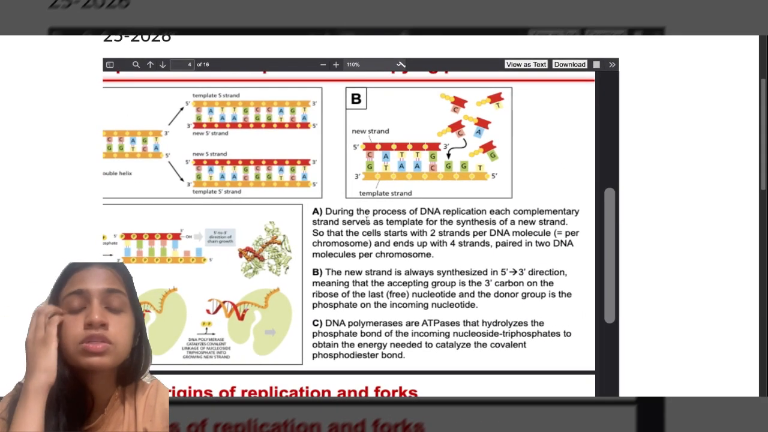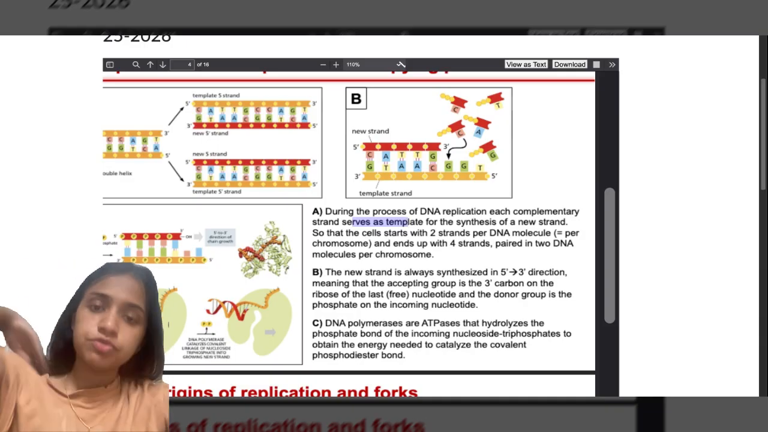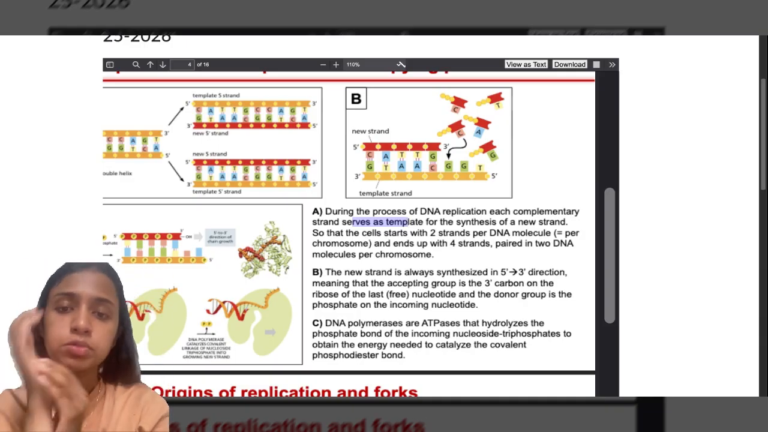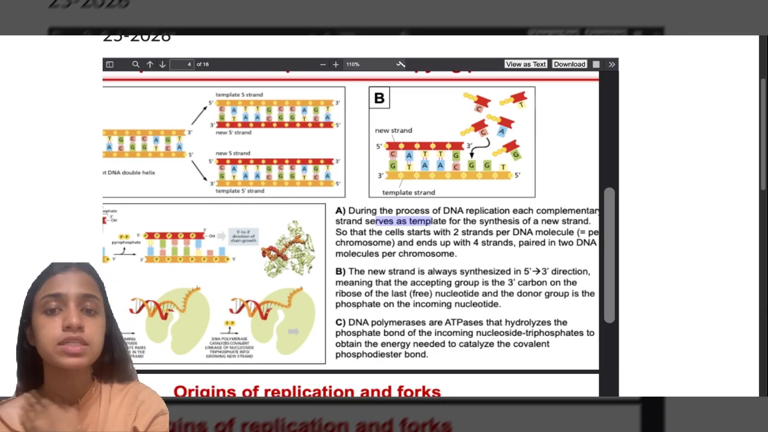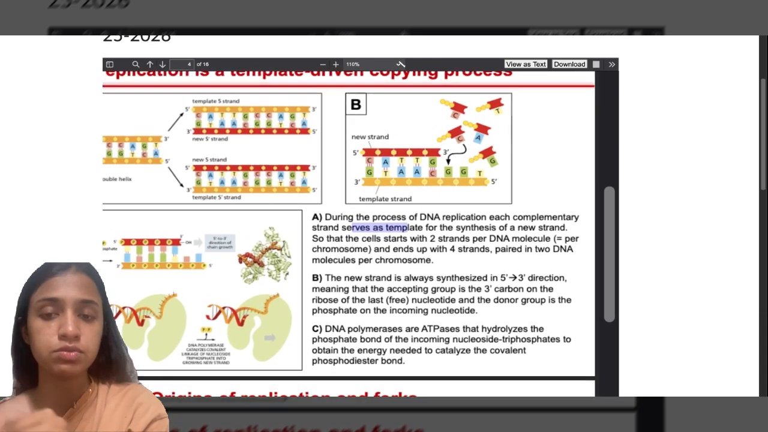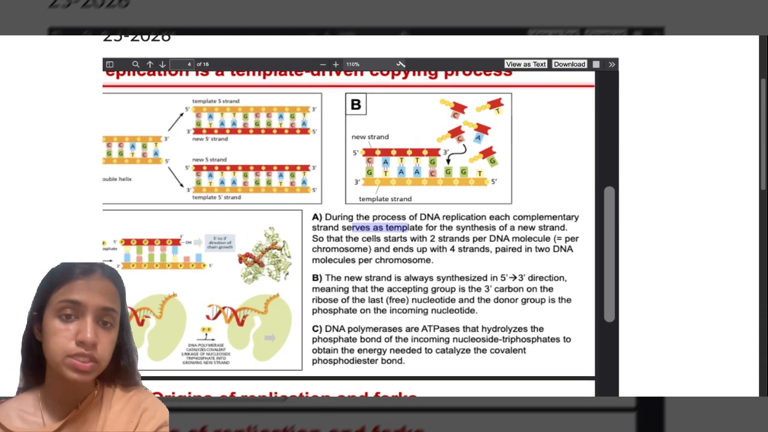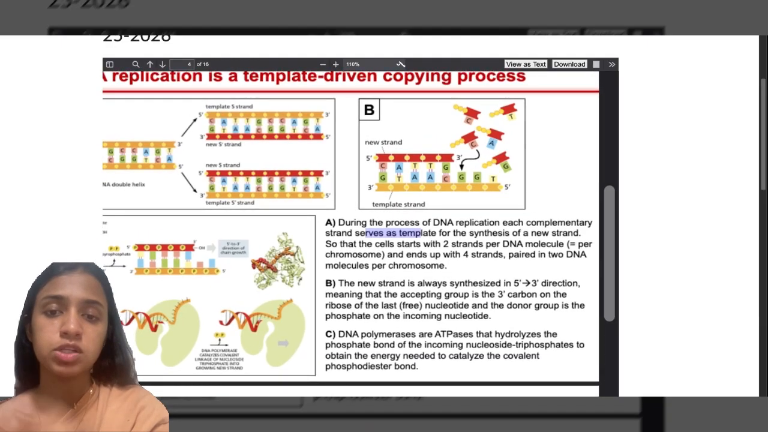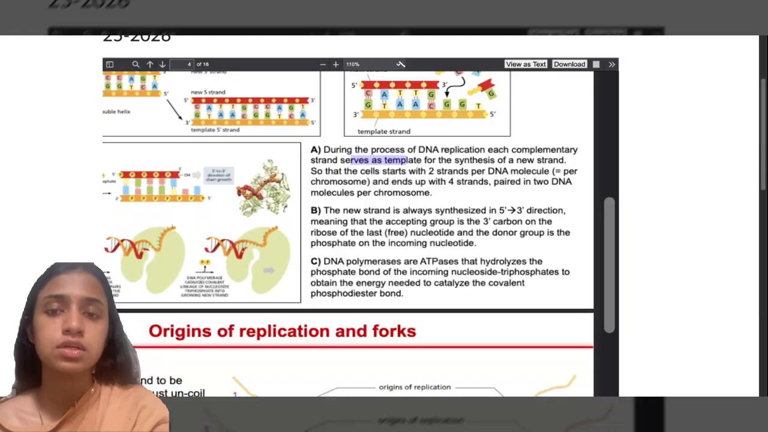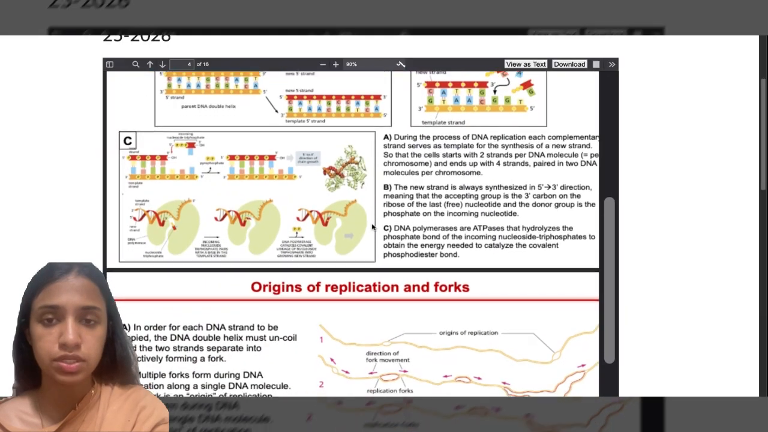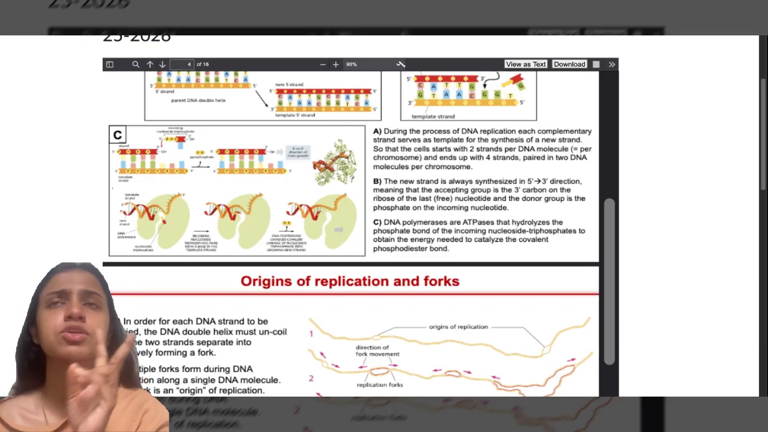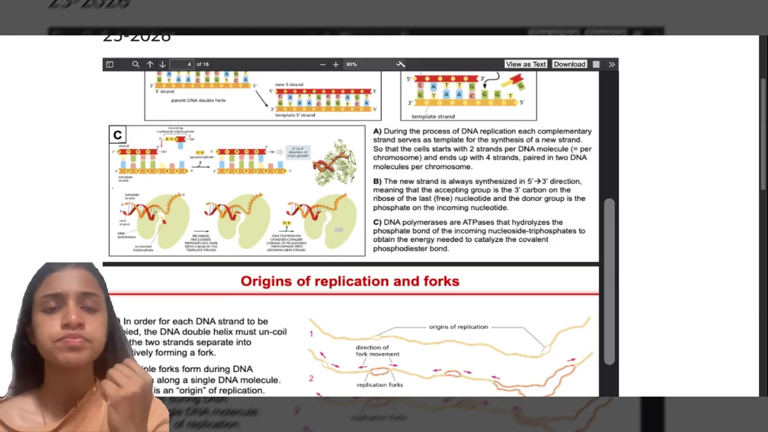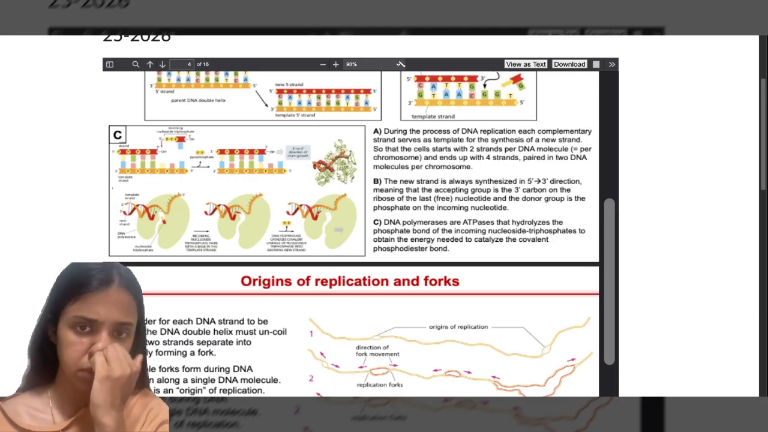Let's just read through the process, right? So it's saying that for A, during the process of DNA replication, each complementary strand serves as a template for the synthesis of the new strand. So the cells that start with 2 strands per DNA molecule, equal to per chromosome, end up with 4 strands paired in 2 DNA molecules per chromosome. Now, this sounds pretty confusing. I'm going to have this broken down. Essentially, they're stating that you're starting with 2 and ending with 4, right?